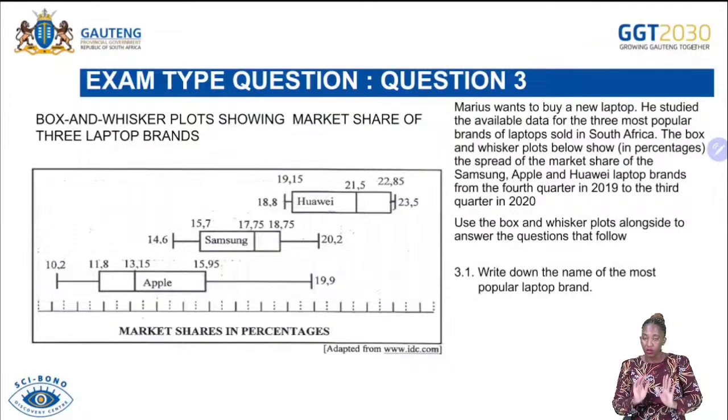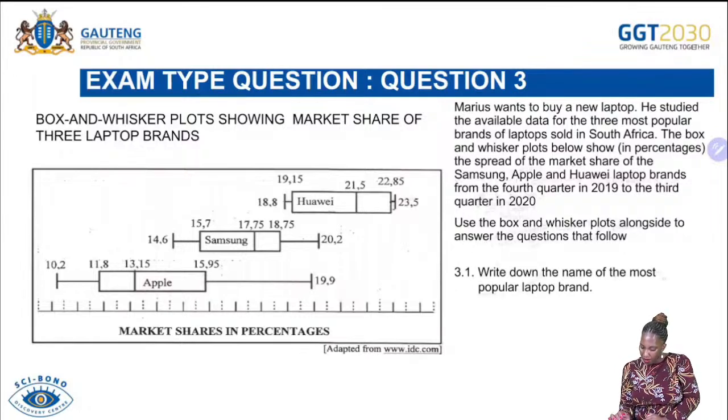Now, before I read the question, let me read the story given. The scenario: Marius wants to buy a new laptop. He studied the available data for the 3 most popular brands of laptops sold in South Africa. The box and whisker plots show in percentages the spread of the market share of the Samsung, Apple, and Huawei laptop brands from the 4th quarter of 2019 to the 3rd quarter of 2020. Use the box and whisker plots alongside to answer the questions that follow.